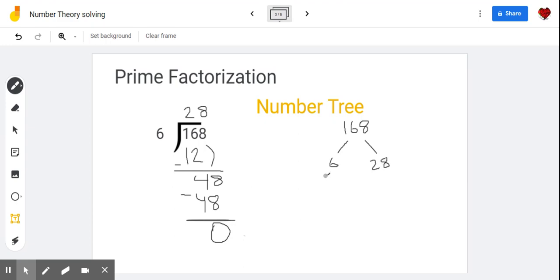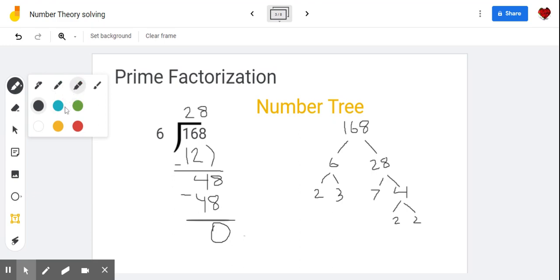We can break down 6 into 2 and 3, and we can break down 28 into 7 and 4. And 4 can be broken down into 2 times 2.